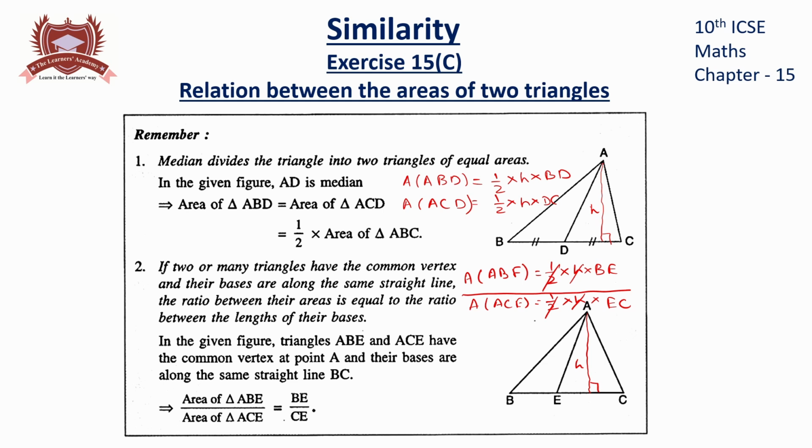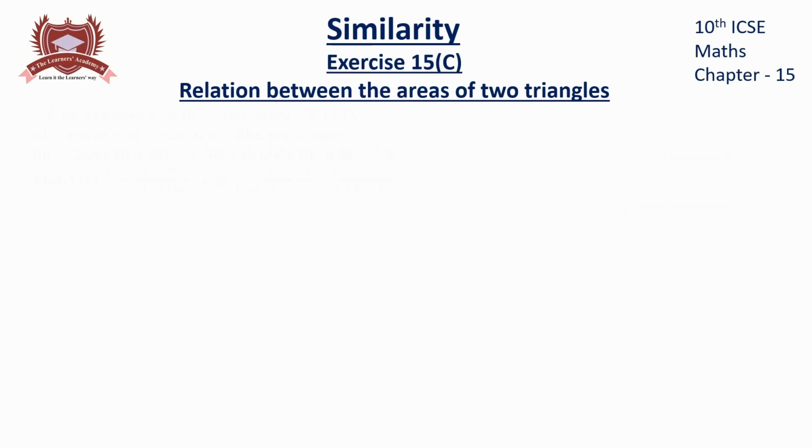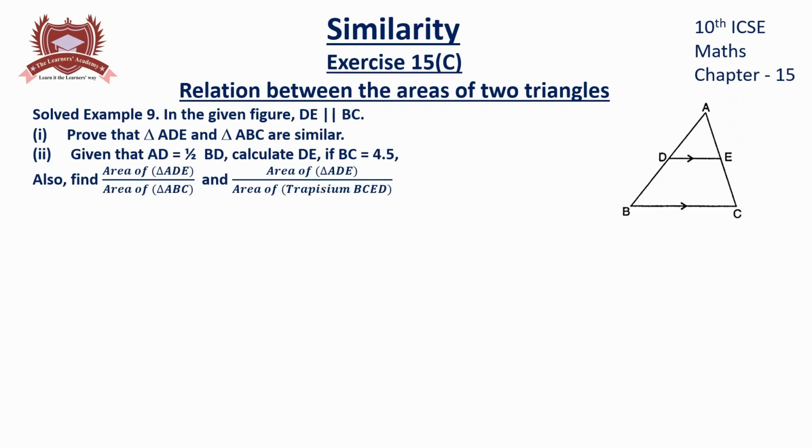The bases are on the common line, and they have the same vertex. The triangles here are not similar, they have a common vertex and the same line on which the base lies. So the ratio of areas is equal to the ratio of the bases. But if the triangles were similar, then the ratio of the areas would be equal to the ratio of the squares of the sides. Now, next thing we have is the solved examples.